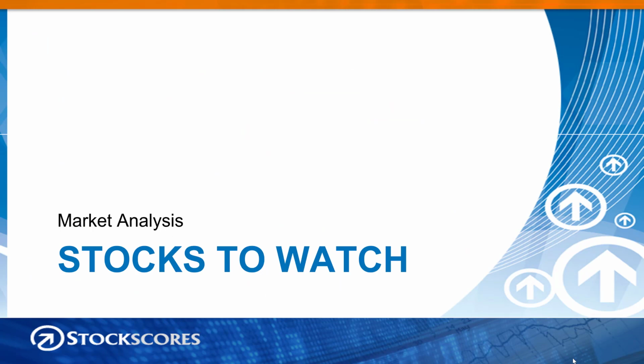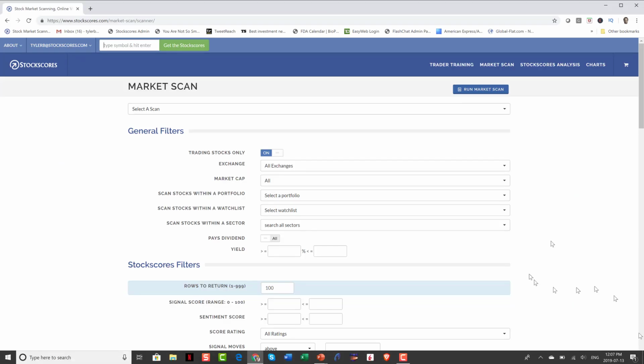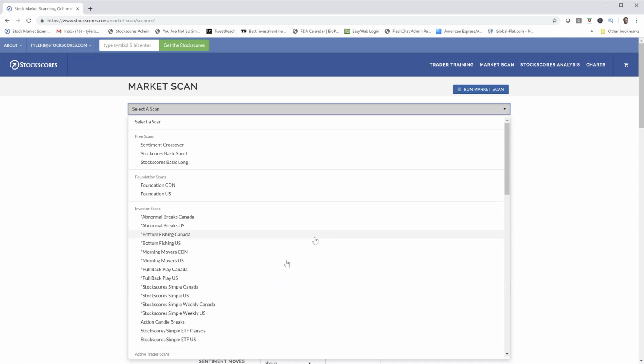All right, so let's do a market scan on stock scores and see if we can uncover any opportunities. This week I'm going to run the action break scan.